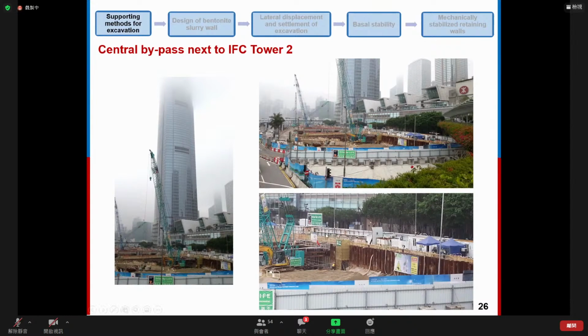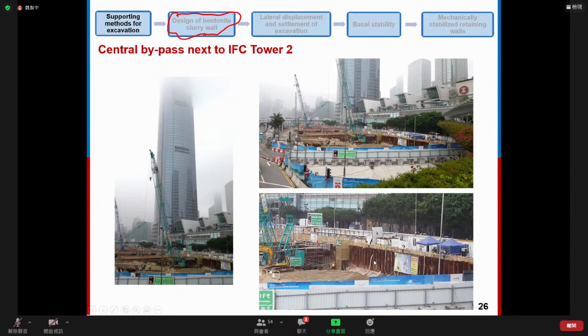Okay, I see one question. Why does the soil not collapse after the bentonite slurry is added to the excavated ground? Okay, this is a very good question. And actually we will discuss this later. So now you can see we have a design for bentonite slurry wall. So I will answer the question here, okay?